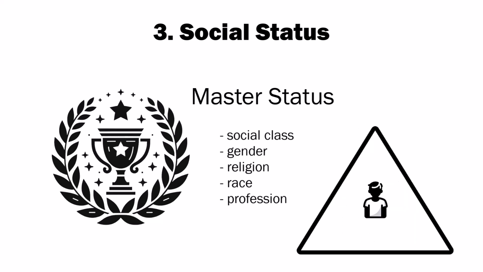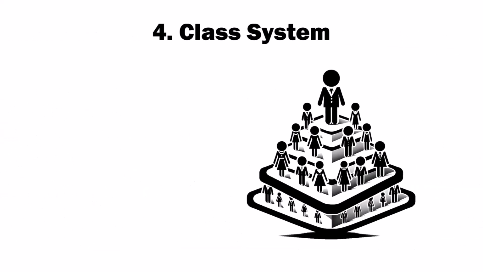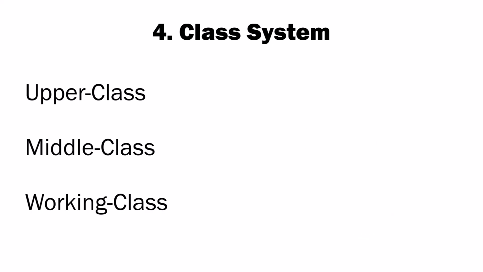Of course, your master status is likely to have a very strong impact on where you sit within the social stratified hierarchy. Next up, we have the concept of class systems. When sociology was first emergent as a scholarly discipline, class was the predominant concern of sociologists. Today, we would think of class systems as roughly upper, middle, and lower class, but it's important to note that class isn't just about wealth.